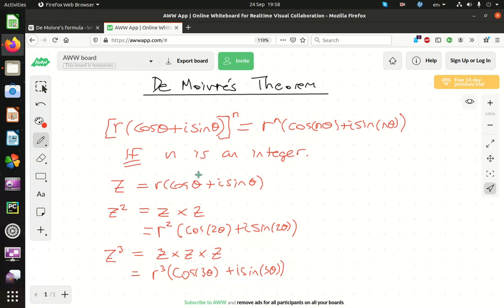So yeah, that is de Moivre's theorem, and it looks like this, and it looks like quite an unwieldy theorem at first, but it's a big part of the chapter. It's going to come up again and again, so we definitely want to make sure we understand it.